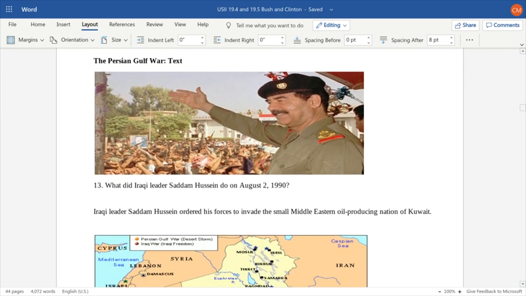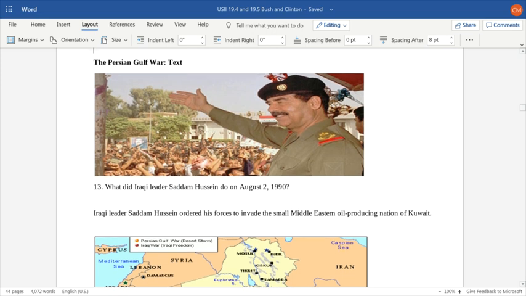Next, we're going to look at a very difficult situation. It's going to start basically a 15-year or longer period of time of American involvement, indirectly or directly, in Iraq. The longtime leader of Iraq, Saddam Hussein, pictured there at the top, became very aggressive in August of 1990, and we'll look at a map in a moment. Hussein ordered his forces to invade a small Middle Eastern oil-producing country, Kuwait.